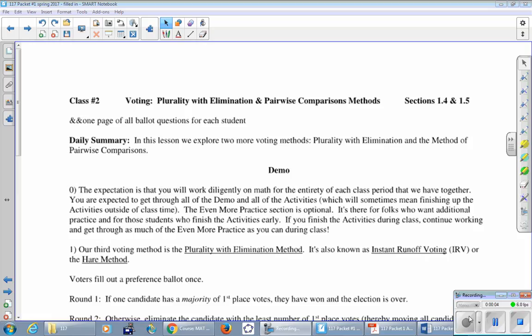Class number 2, daily summary. In this lesson, we explore two more voting methods, plurality with elimination and the method of pairwise comparisons.